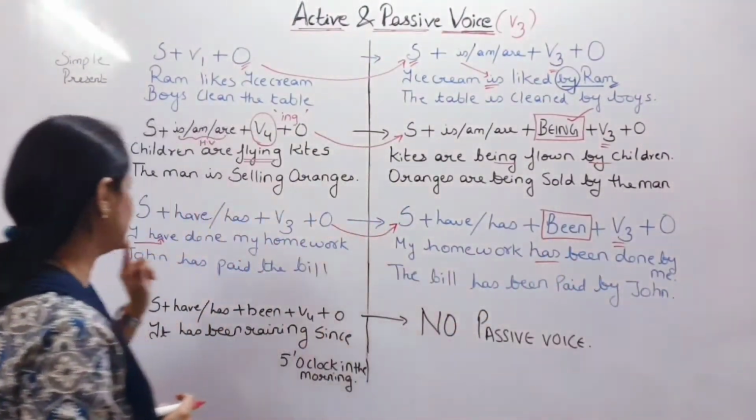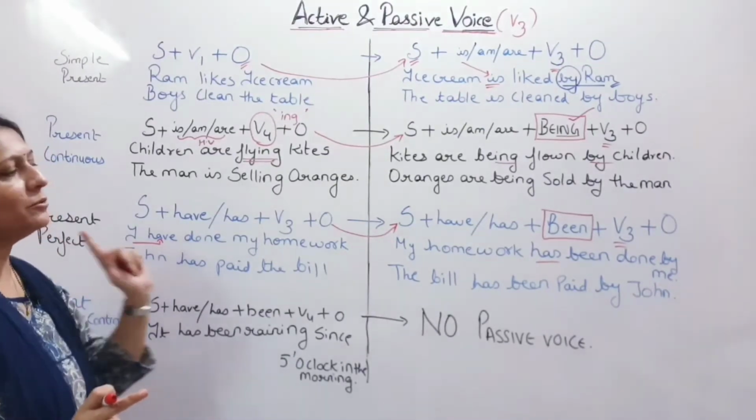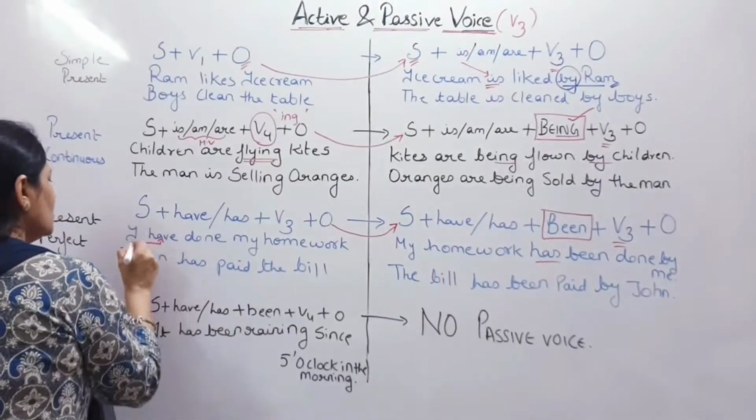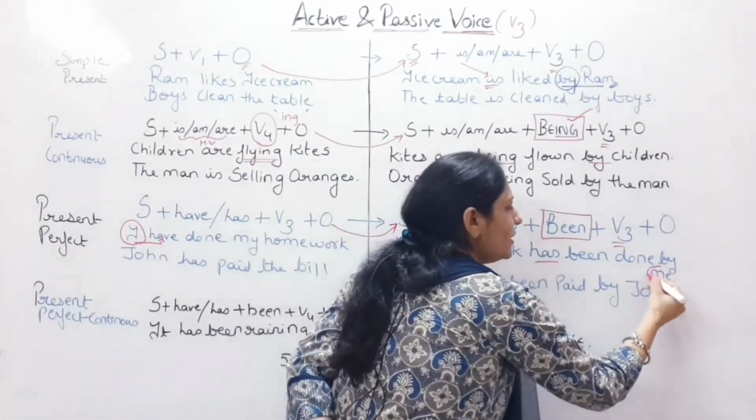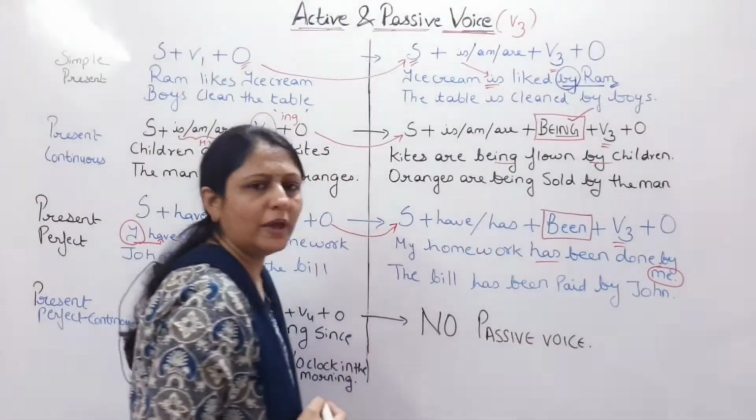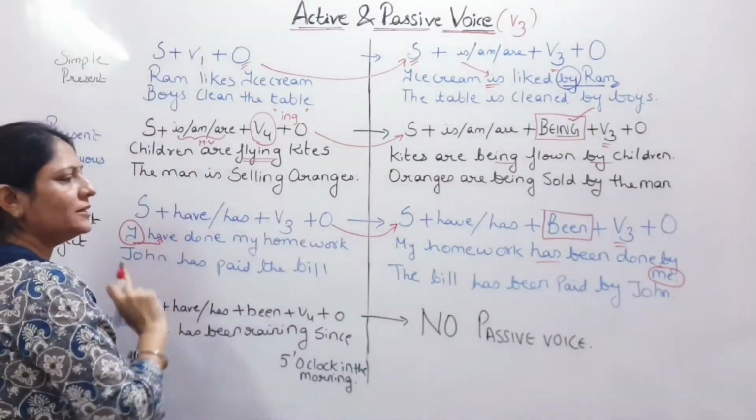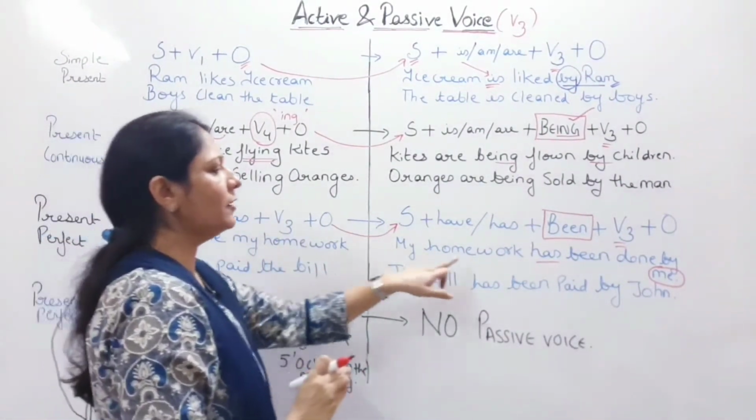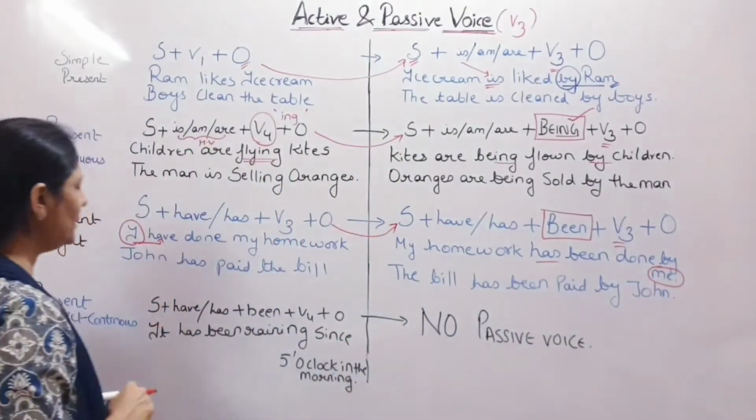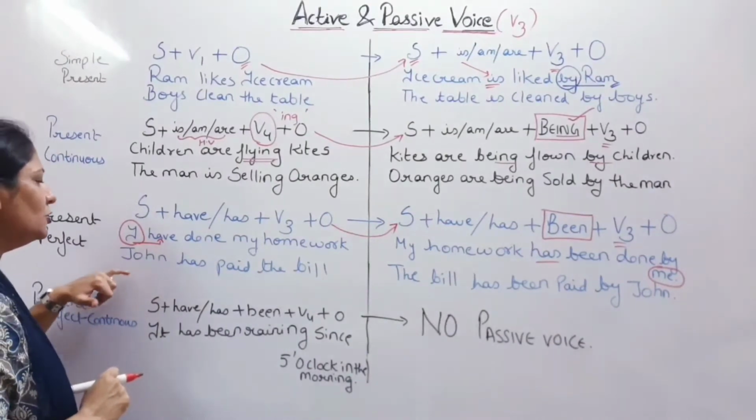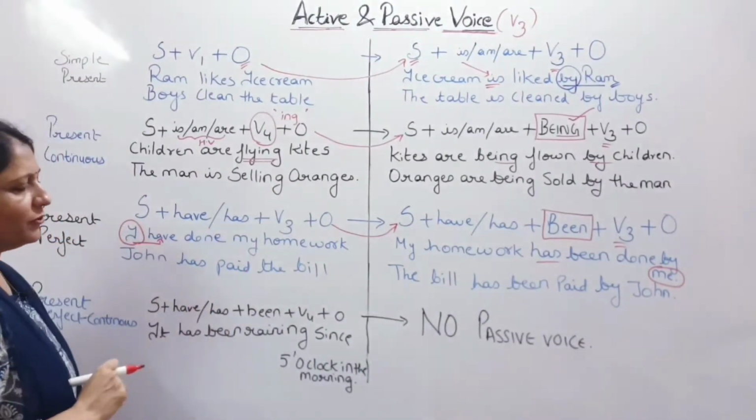so V3 is maintained here, yes. But I is a subject case pronoun. When we change it to object, I'm just marking it circular, I is always changed into me when it changes from subject to object. So what does my sentence become now? My homework has been done by me. Isn't it simple? Now let's take another example. John has paid the bill. Now what will be the answer?